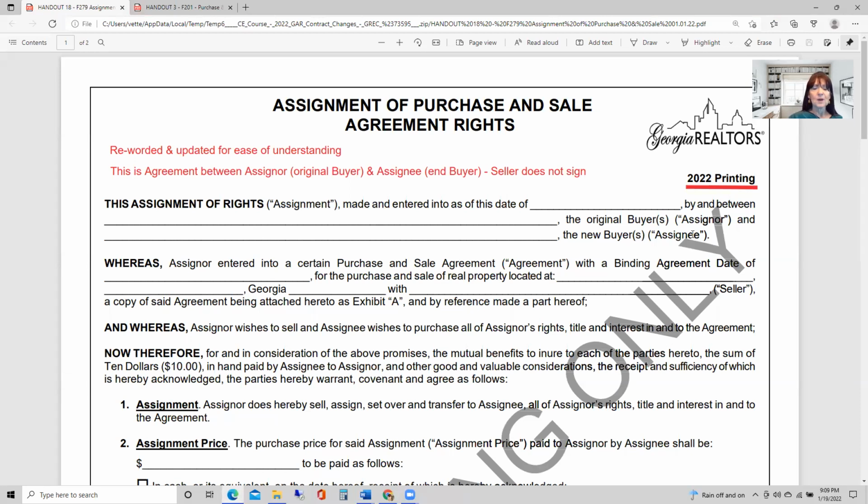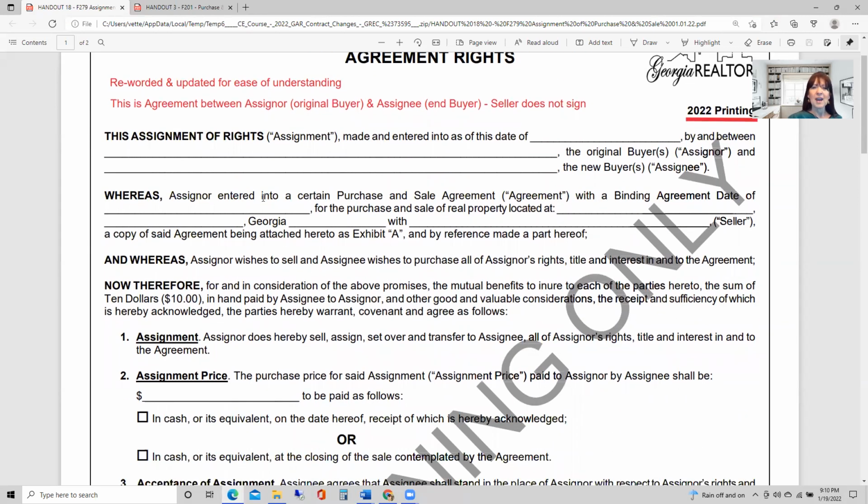For all practical purposes, what we generally see in practice is you have a seller, then you have an assignor, which is typically an investor that writes a contract, goes binding with the seller, but they have no intention of ever living in that house. They then assign their rights or sell their rights to the contract to the assignee, or buyer B, who will actually occupy the home. And then it says the assignor, who is buyer A, enters into a certain purchase and sale agreement with the binding agreement date.